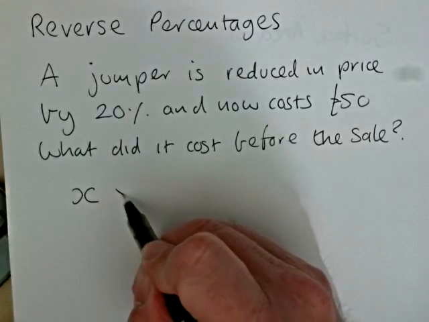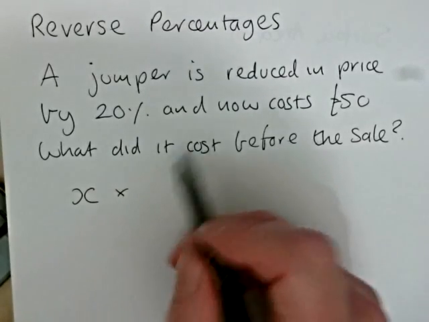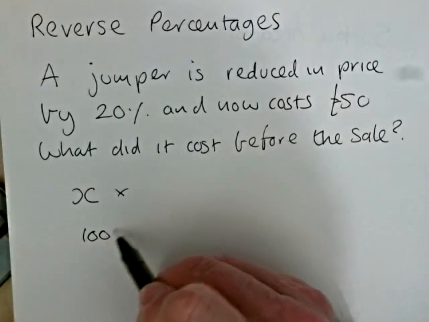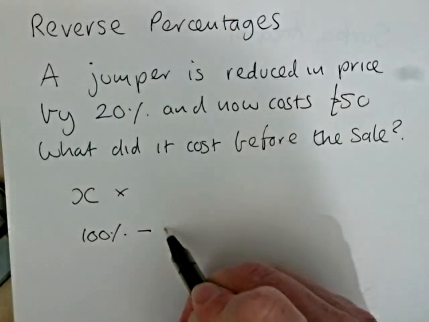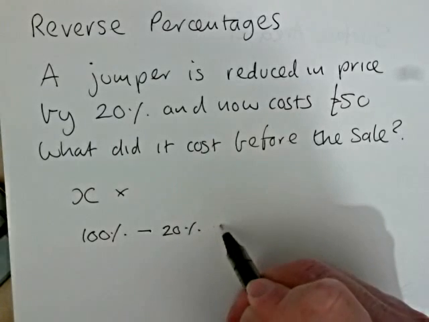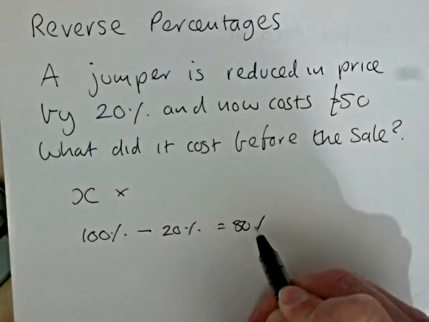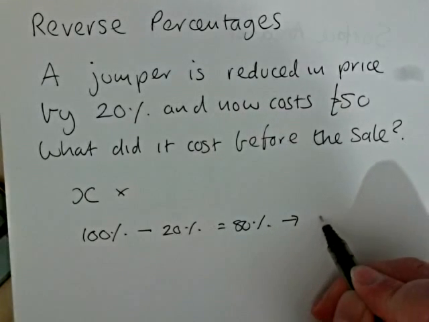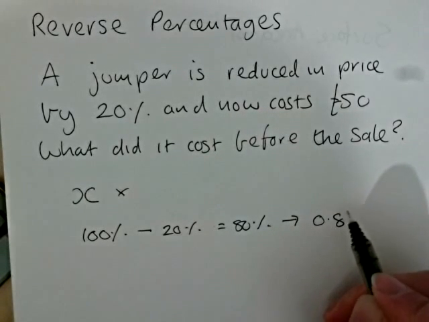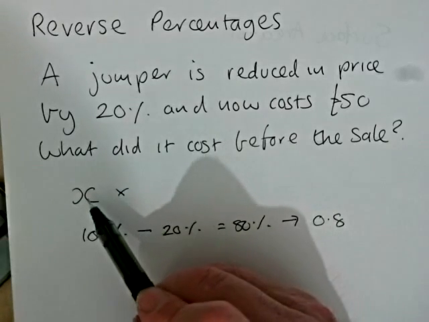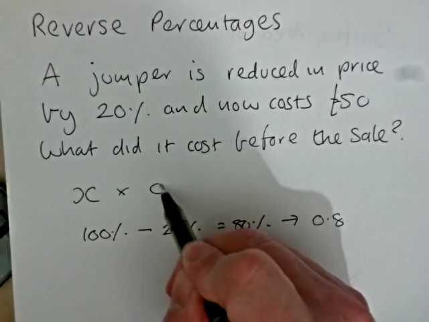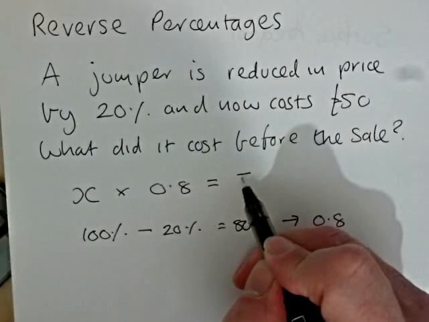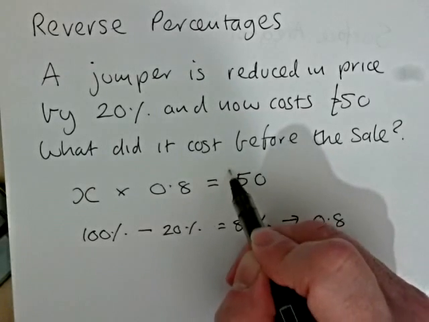Now if we reduce by 20%, which is what we're told has happened, then what you have to start with is 100%. If you take away 20%, you're left with 80% of what you had to start with. And you should know by now that the equivalent decimal for 80% is 0.8. So the original price was multiplied by 0.8 to get a 20% reduction and comes out as £50.